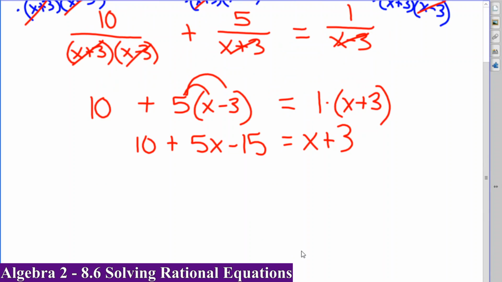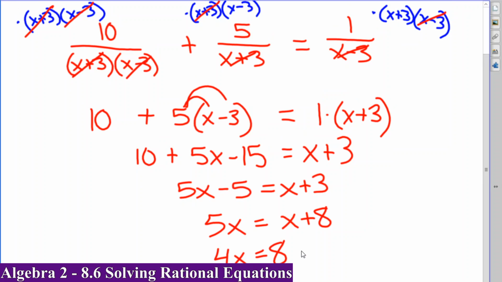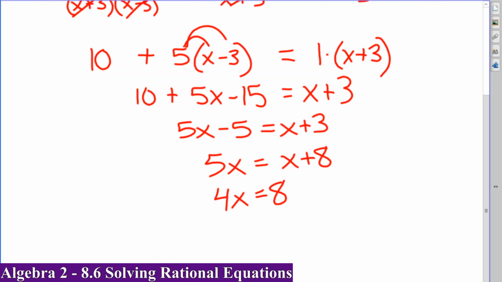So now we're just solving a regular equation here. Combine your like terms. Maybe add 5 to both sides to get 5x equals x plus 8. And then subtract x from both sides to get 4x equals 8. So therefore, x is equal to a positive 2.